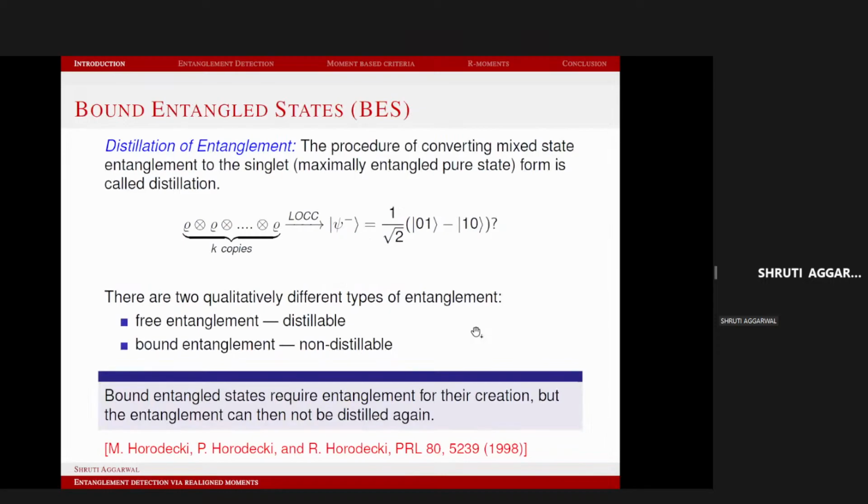There is another class of states which is classified on the basis of the property of distillation. The free entangled states are called distillable states and the bound entangled states are called non-distillable states. Distillation is the procedure of converting a mixed state entanglement into the singlet form. Bound entangled states require entanglement for their creation, but entanglement cannot be distilled from them again.